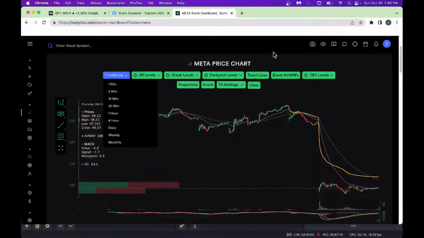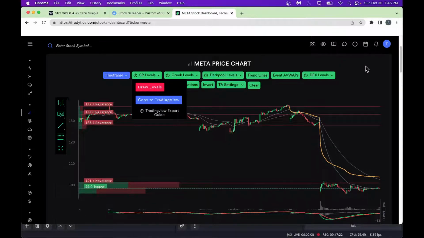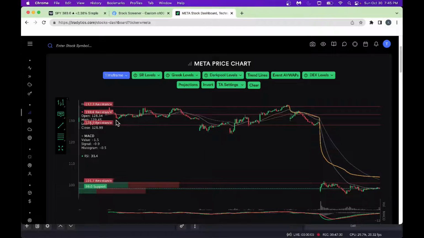Now you could do a couple of things here. You could click on SR level. It will give you nice levels here. You can say draw levels. It tells you what the resistance level and what the support level are. Look, we got a couple of resistance levels at the top here and a support level right here at $99, and you can get some good idea. Right now it's trying to bounce off of the 99 and try to go higher.